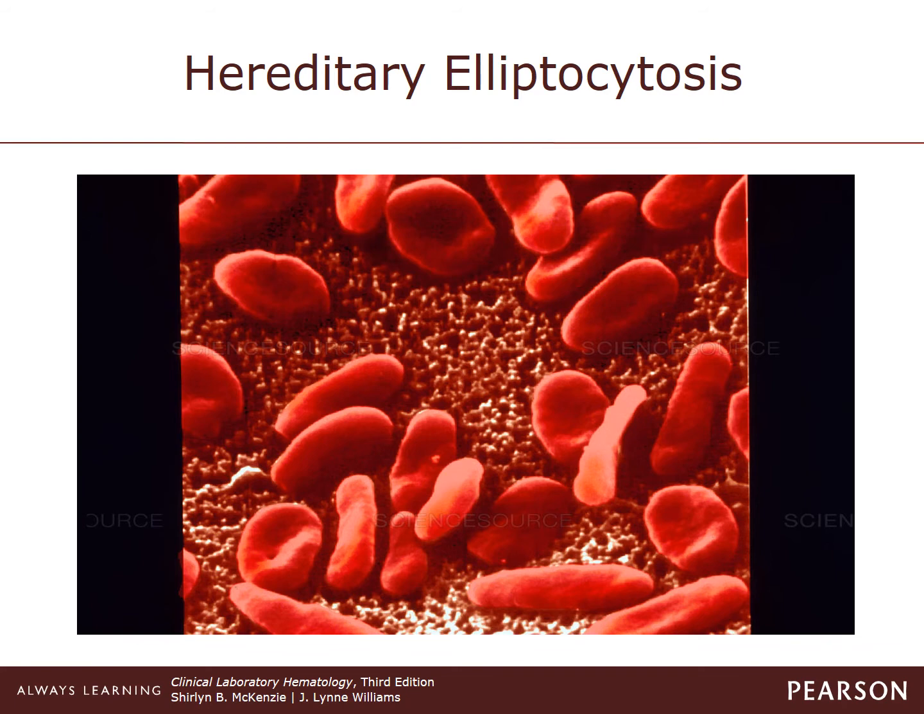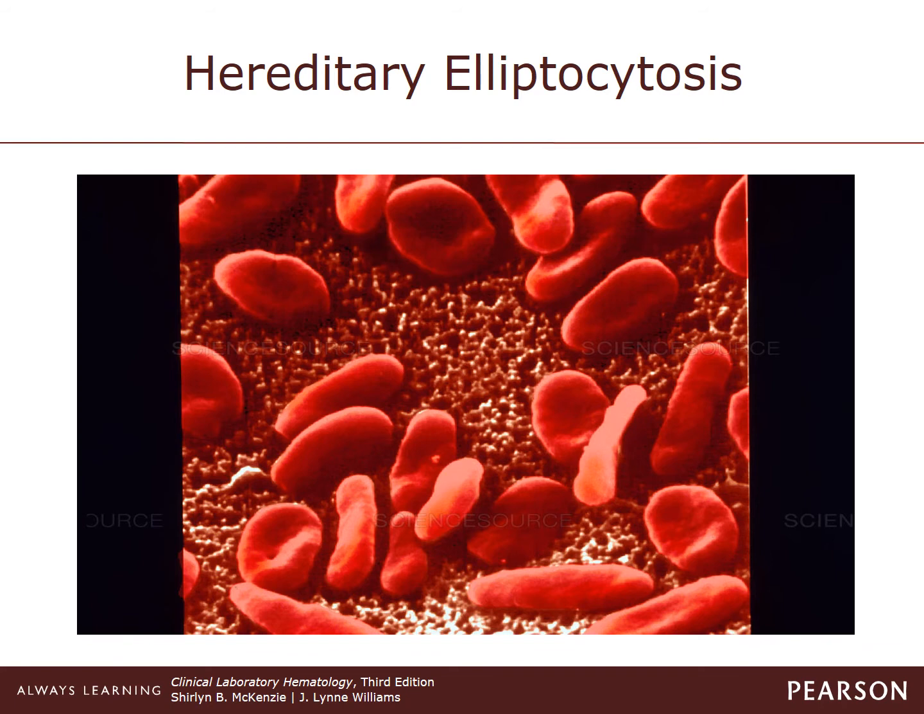Now, there is a defect in one of the skeletal proteins here. The elliptocyte shape is acquired in circulation over time. Red cells subjected to the shear stress of circulation acquire this elliptical shape. Normal red blood cells revert to the biconcave shape, but in hereditary elliptocytosis, they remain elliptical.